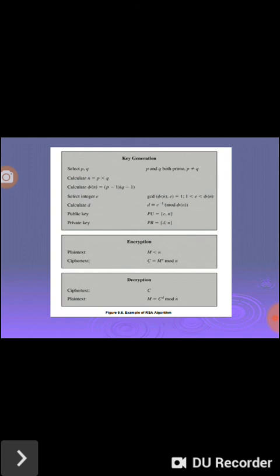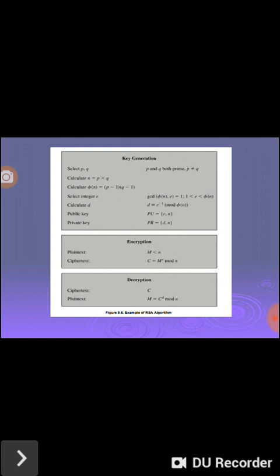While calculating, this algorithm is very easy. So we need to select P and Q. The condition is that P and Q must be prime numbers and P is not equal to Q. Now we have to calculate N equal to P into Q, and calculate phi of N equal to (P minus 1) into (Q minus 1).